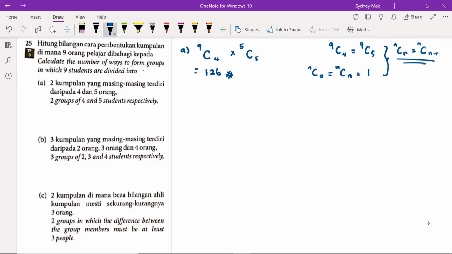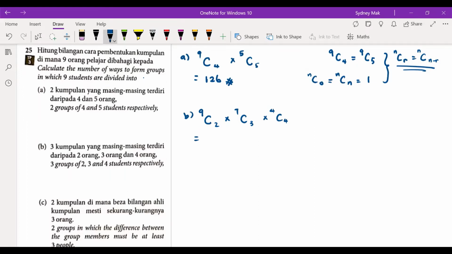Let's move on to part B. We have to form 3 groups of 2, 3, and 4 students respectively. Therefore, first, we have 9 students. We get 2 of them in a group. After 2 form a group, we're left with 7 of them. Out of 7, we choose 3 students to form a group. After 3 form their own group, we're left with 4 students, and they will form their own group automatically. Therefore, you have 4C4.